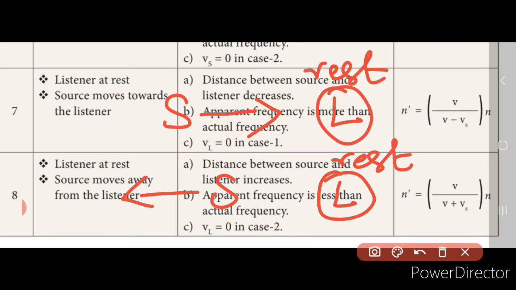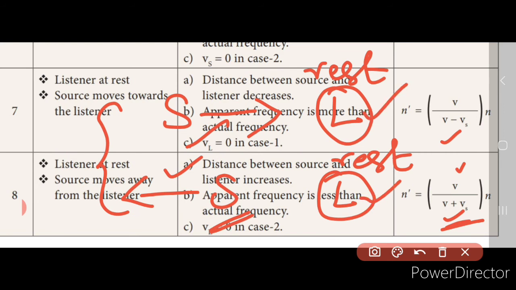Now here look into the 8th case, children. Here the listener is at rest and the source is moving away from the listener. Since it is moving away from the listener, it is opposite to that. You compare these two. Now the direction is opposite, isn't it? So in the denominator there will be a change in the sign. Here it is negative and here it will become positive. While in the numerator it will be the same, because here also the listener is at rest, and even in case 8 the listener is at rest. So this is how you have to remember the formula with respect to one other case, right?